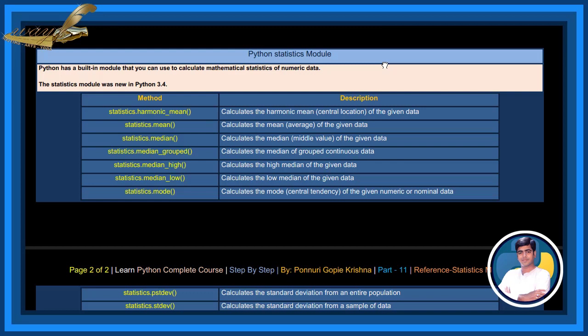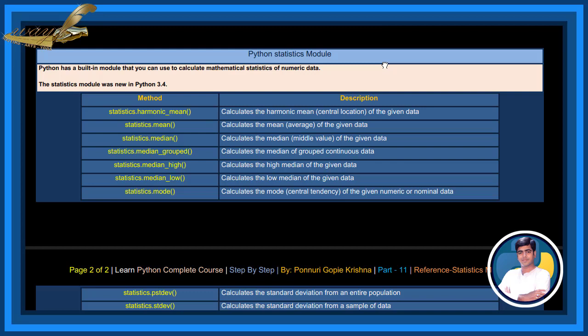The statistics.median method calculates the median, the middle value of the given data. The statistics.median_grouped method calculates the median of grouped continuous data. The statistics.median_high method calculates the high median of the given data. The statistics.median_low method calculates the low median of the given data.